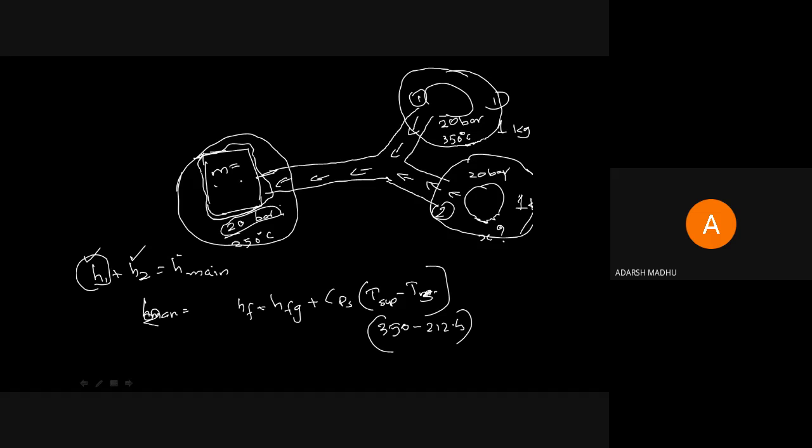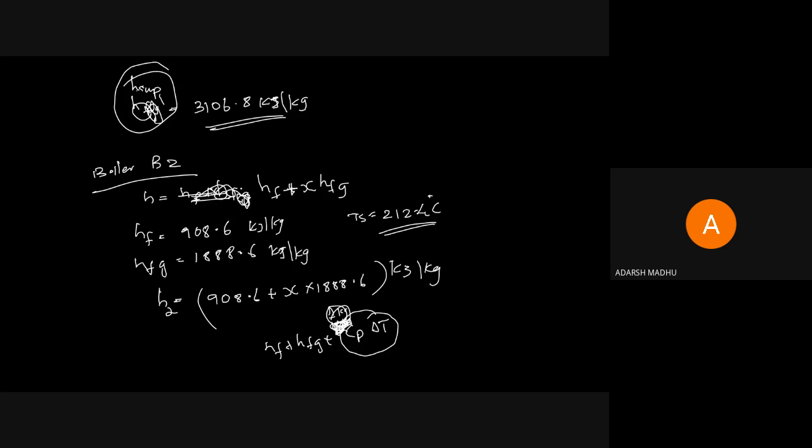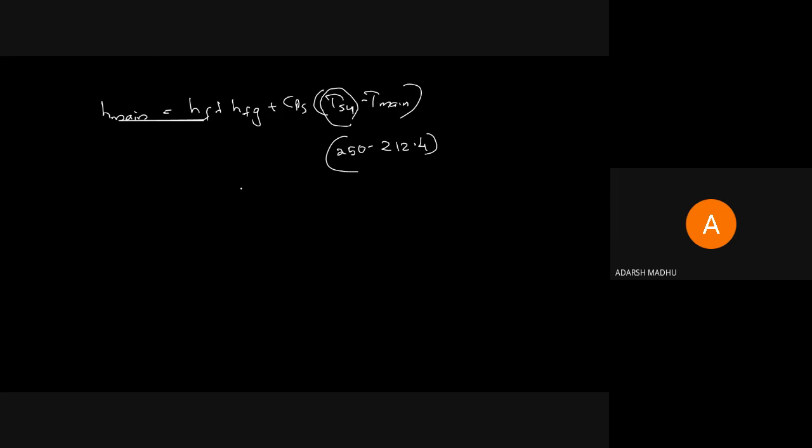What is the mass of the steam in main? 1 plus 1, 2 kilogram, right? Is that clear? Okay. Therefore, in this equation, mass is equal to 1 plus 1, so mass is equal to 2.